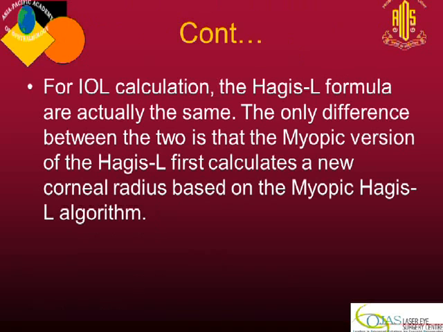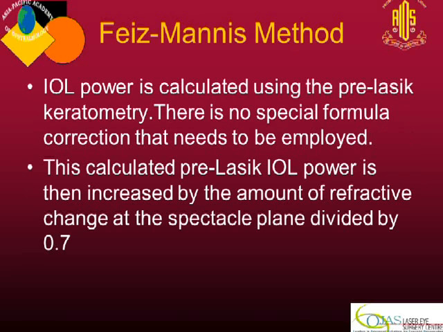So for IOL calculations, we use the same Haigis formula, the only difference between the two being that the myopic version of the Haigis-L first calculates a new corneal radius based on the myopic Haigis-L algorithm. The other method is the Feiz-Mannis method, wherein the IOL power is calculated using the pre-LASIK keratometry. And there is no special formula correction that needs to be employed.